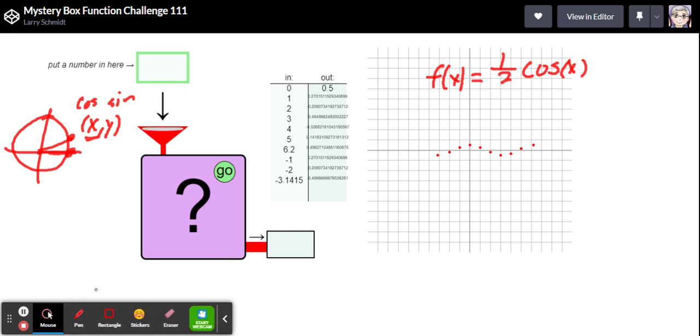Let's see if we got that right. And there it is, 1/2 cosine of x, and we can graph that as well. Very shallow wave function of the cosine.